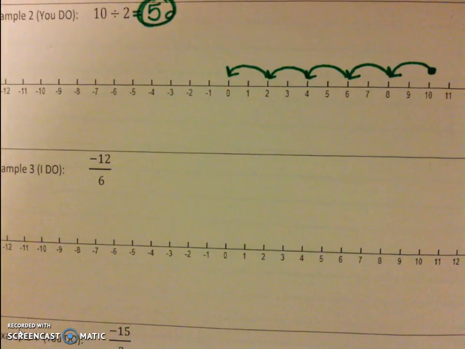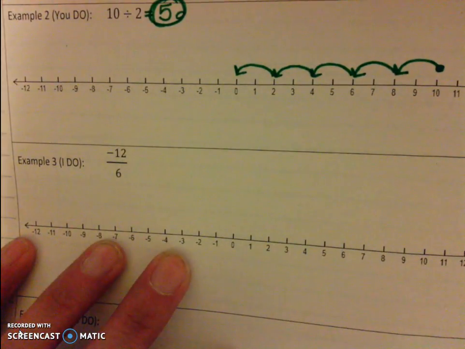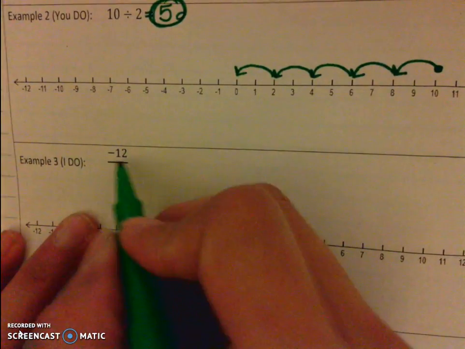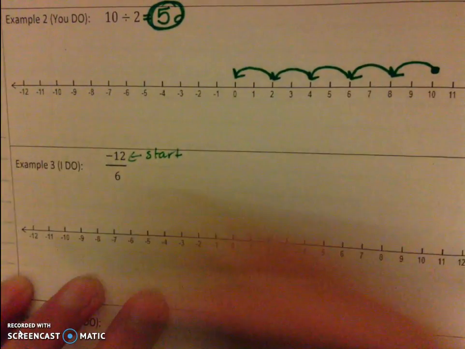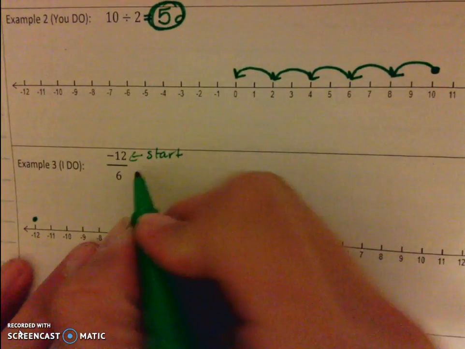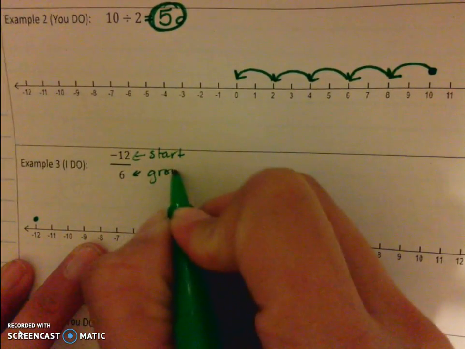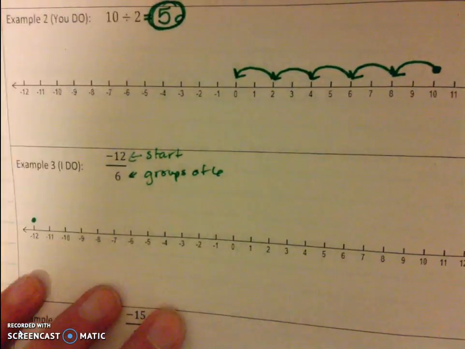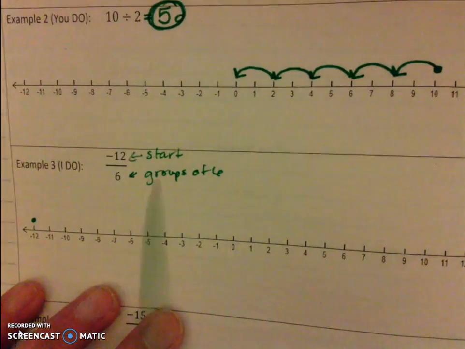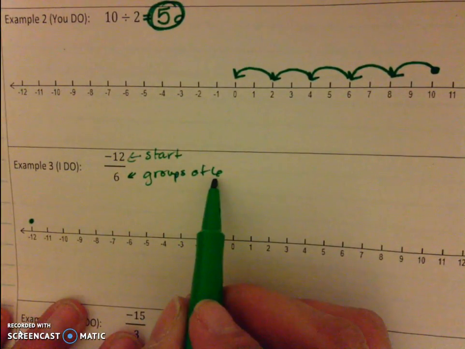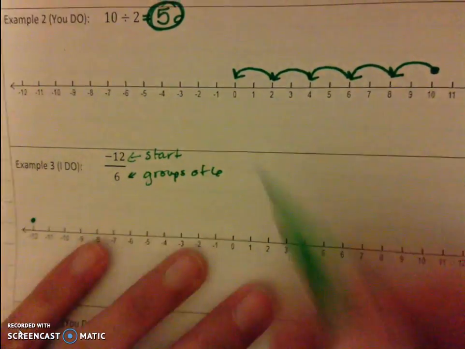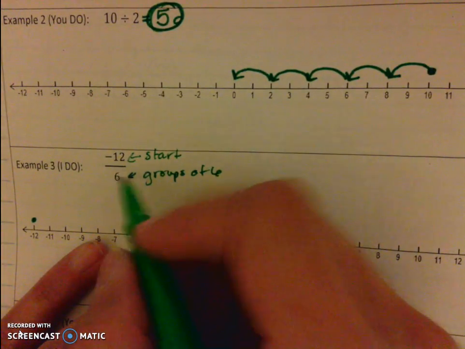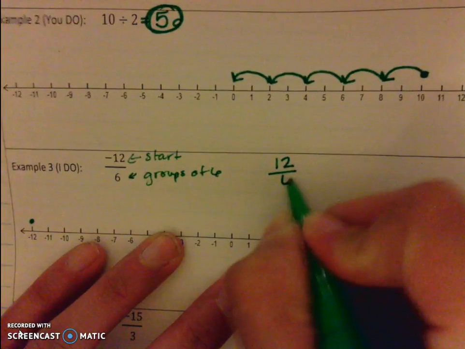Okay, this is going to be a little tricky, so make sure you pay attention. Okay, so again, this is where we're going to start. I'm going to start at negative 12, right? And then I need to make groups of 6. Well, I can't make groups of 6 because that's positive and I'm at a negative. So what we're going to have to do again is rewrite this. So we're going to think of negative 12 divided by 6. We're going to do 12 divided by 6 instead. Okay, and then we'll bring back the negative.